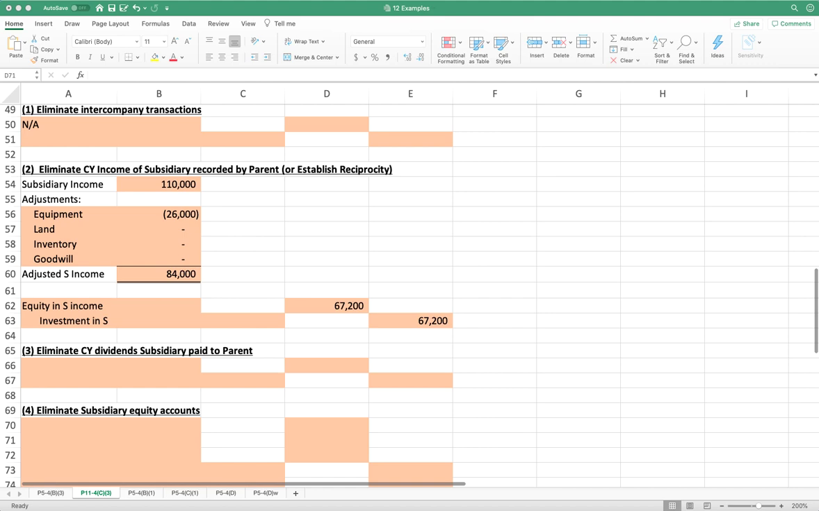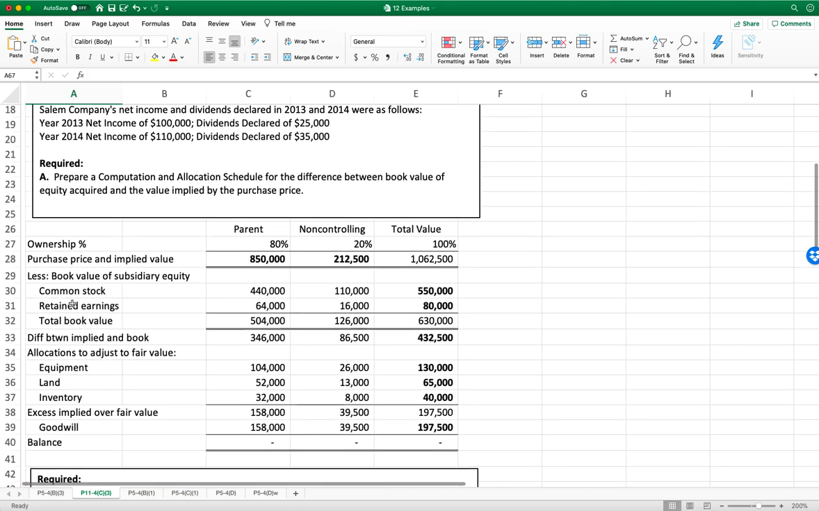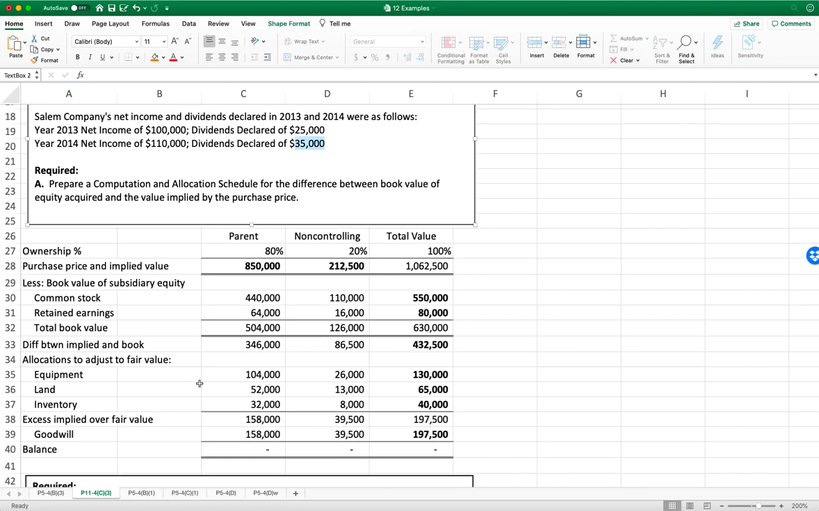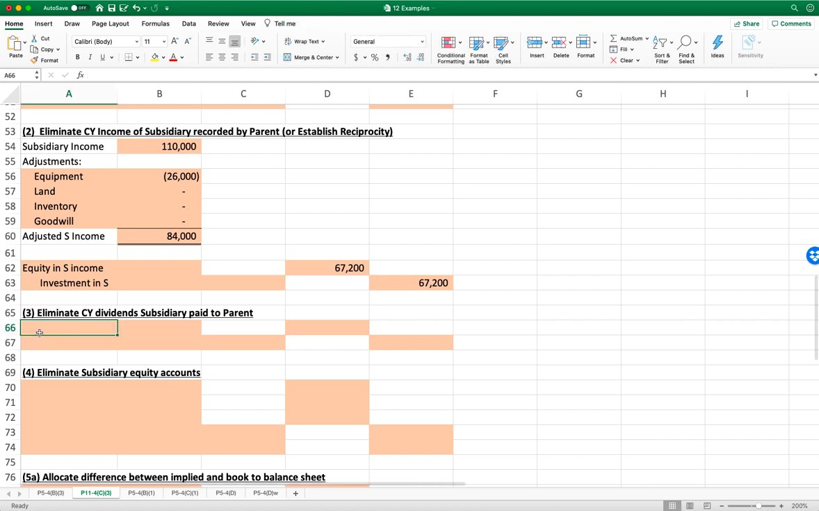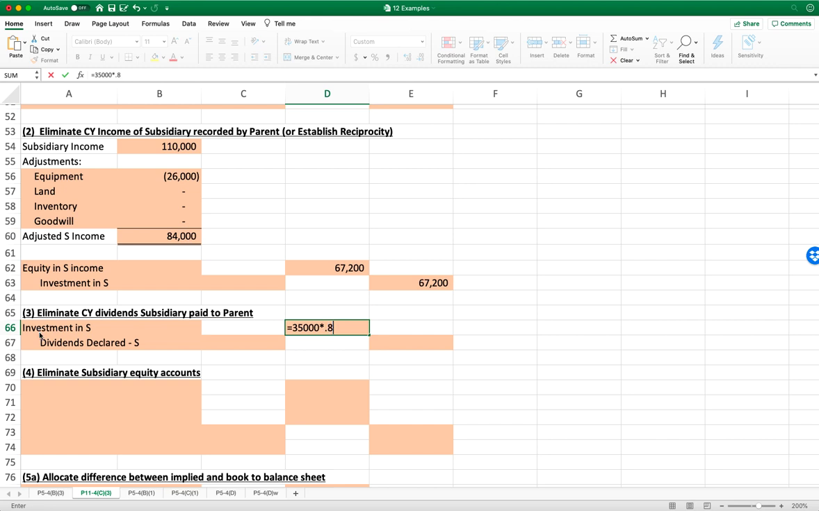All right, then next we have our dividends. So during the year, again, our subsidiary did pay dividends. So this year the dividend number was $35,000. Because we would have decreased our investment in S during the year, we are now going to increase our investment in S to undo this. And our credit, no matter which method we're using, is going to be dividends declared by our subsidiary. Again, that amount was $35,000. Our share is 80%. So we would have received $28,000 in dividends. So we need to eliminate $28,000 of dividends declared by our subsidiary.